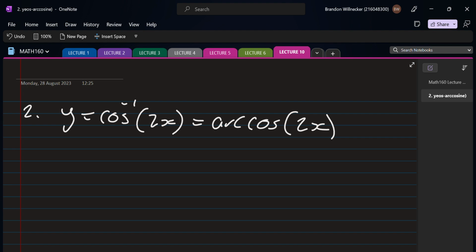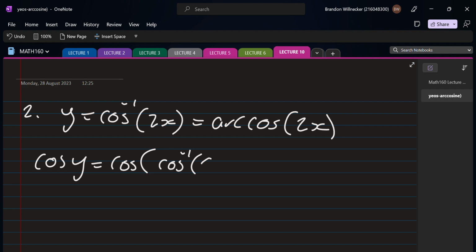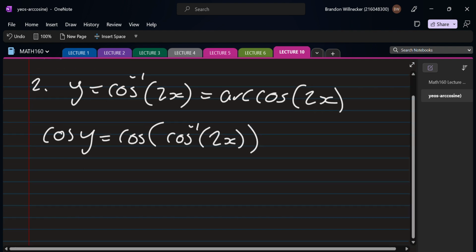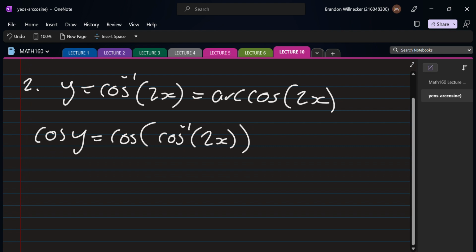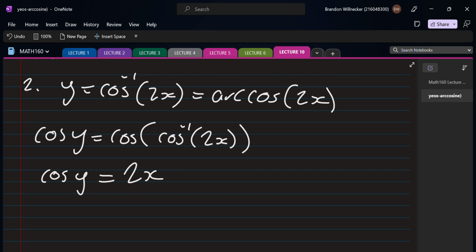Okay, so same thing as before. We've got an inverse function. We take cos on both sides, and that will get rid of that inverse. So we're going to have cos y is cos of cos inverse of 2x. The cos and the cos inverse, they cancel, so we're just left with the 2x. Cos y is equal to 2x. Okay, very similar to what we had before.